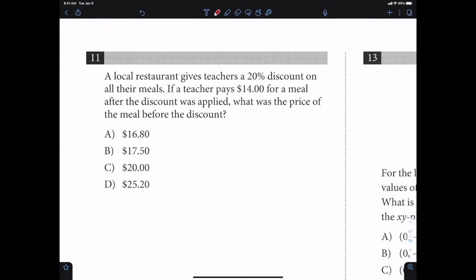A local restaurant gives teachers a 20% discount on all their meals. If a teacher pays $14 for a meal after the discount was applied, what was the price of the meal before? We're going to call the price of the meal before, original. So she pays $14, right? So the original times 80% of the price, because of the 20% discount, is going to equal $14. Now we can divide by 0.8 to get our original price. So I'm going to plug that into my calculator. 14 divided by 0.8 is 17.5, or option B.